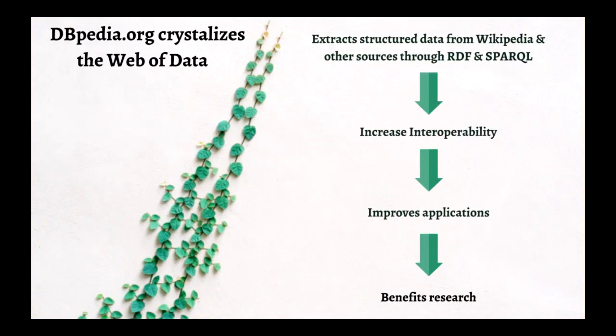One of the goals of DBpedia is to crystallize the web of data, or the data portion of the semantic web. By extracting structured data from Wikipedia and other sources through RDF and SPARQL, you increase interoperability. And interoperability is important so machines can talk to other machines and data can be exchanged. With greater interoperability, you improve applications. With improved applications, research benefits, users benefit, and we have a more trustworthy web environment.